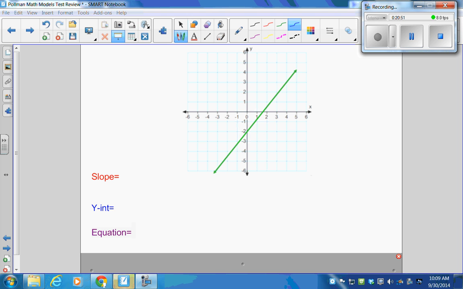I always start with my y-intercept when I'm doing this. So where does my line cross the y? And my line crosses the y right there at -2.